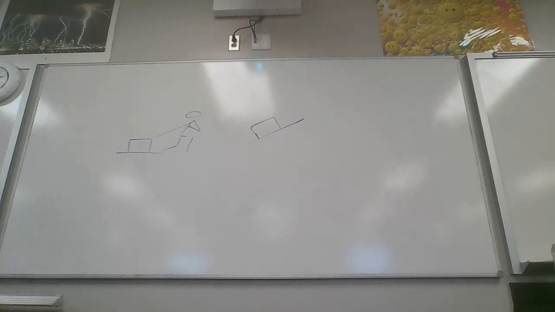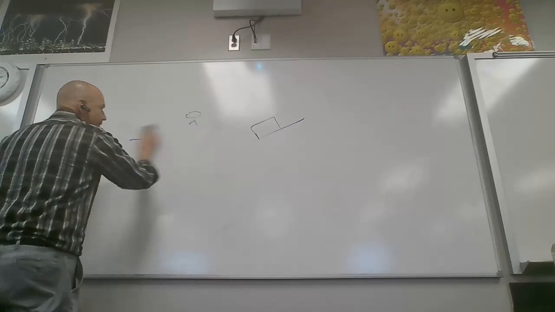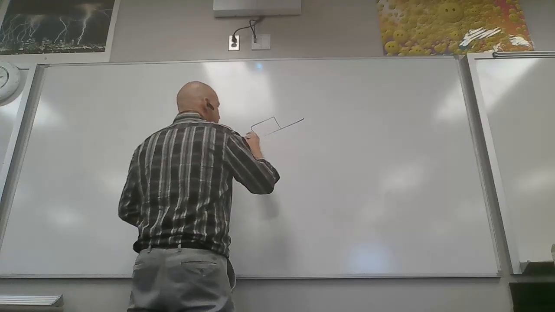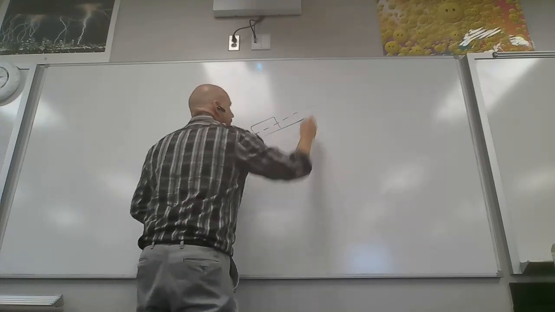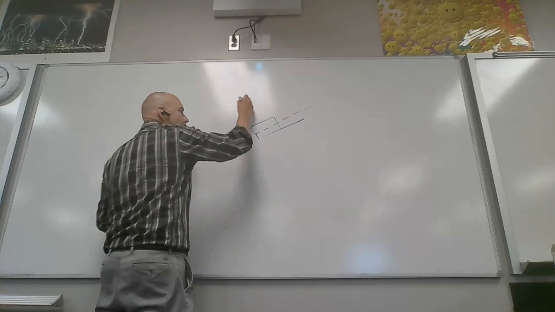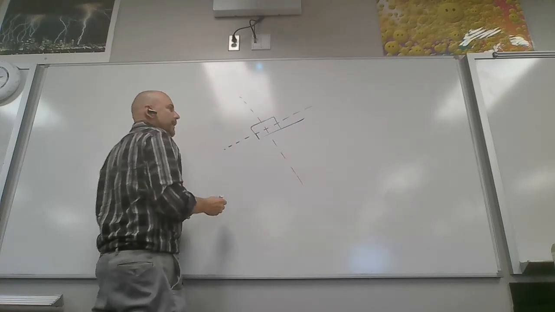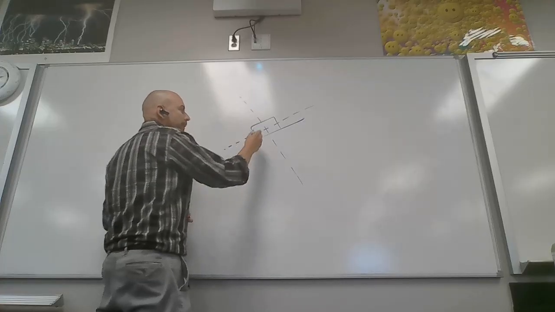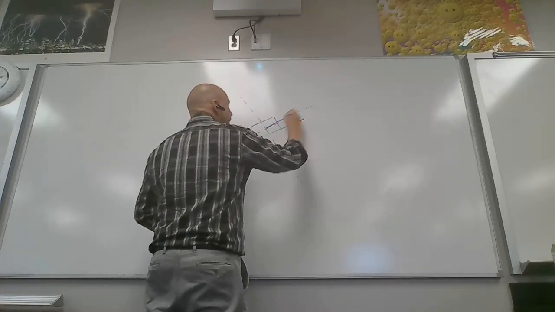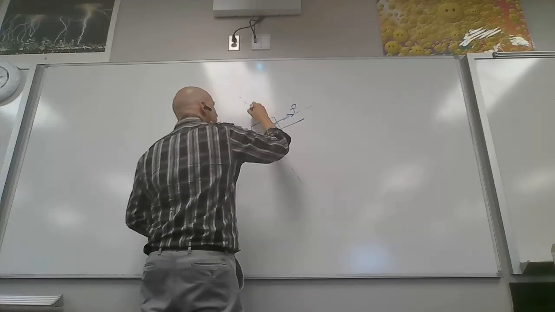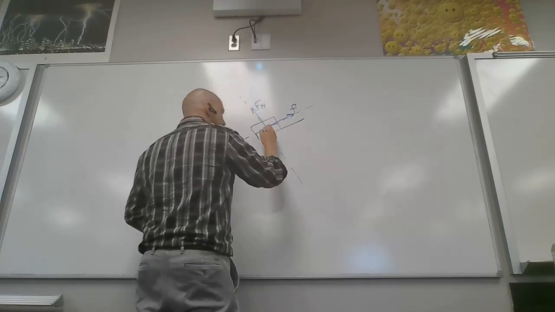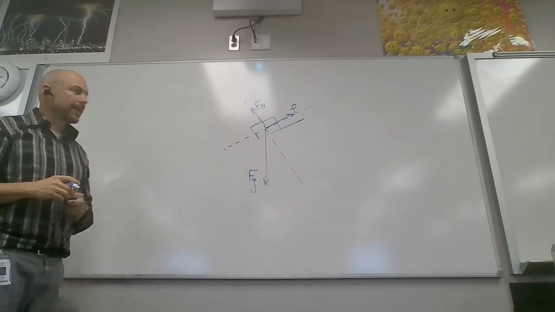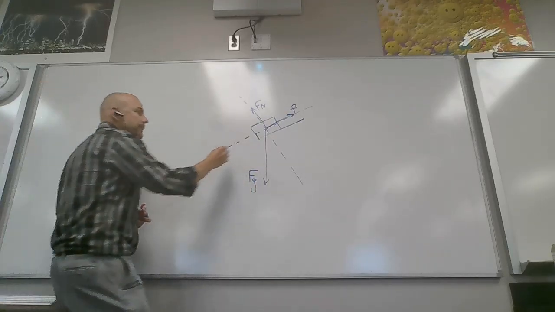Okay. Now, when you're drawing your free body diagram, you're going to tilt your axis where the x-axis is going to be parallel to the ramp and y is going to be perpendicular. So when you draw your free body diagram, it looks like that. Okay.